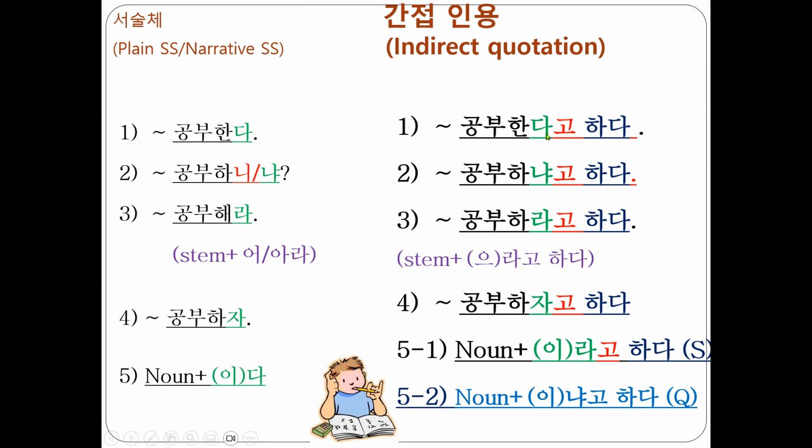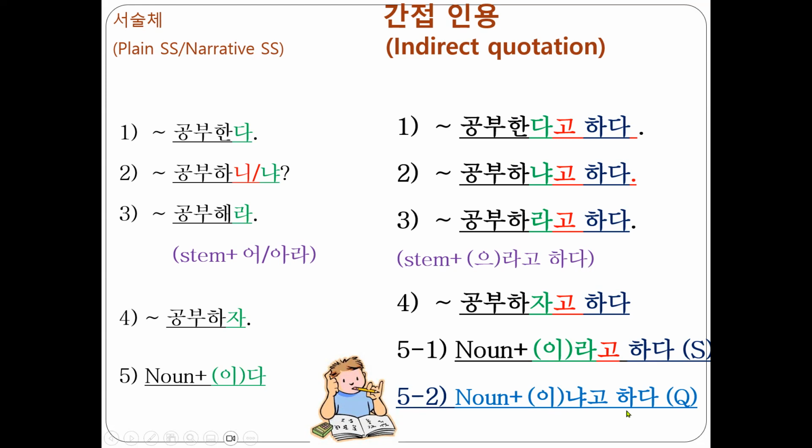And then the type of the sentence is statement and question, and pay attention: in indirect quotation, we don't use the 어라 rule. For the request, we use the 으라고 rule. And then suggestion, 자고 하다. And in case of noun이다 statement, then 이라고 하다. Noun이다 questions, then 이냐고 하다.